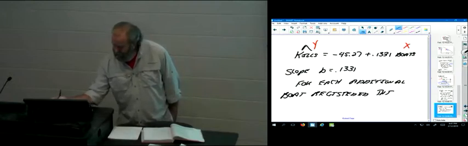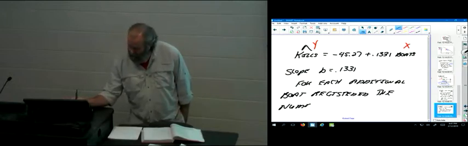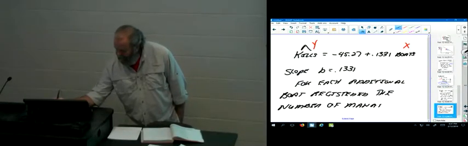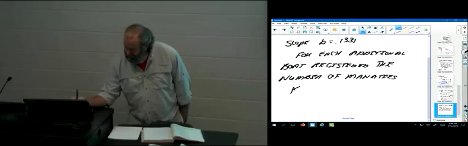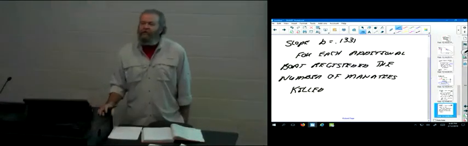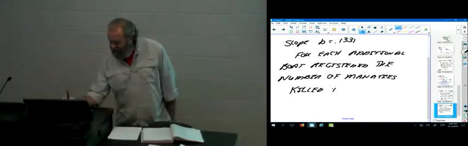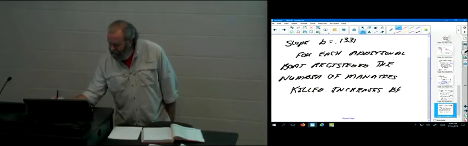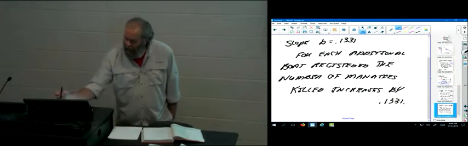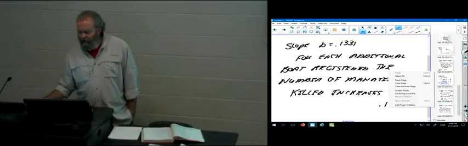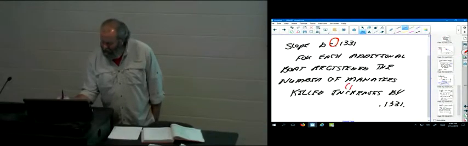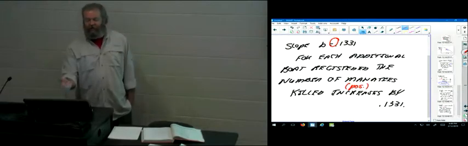The number of manatees killed, does it increase or decrease? Increases by, now why does it increase? Notice the slope is positive, right? So it's increasing because we are looking at a positive slope. So for each additional boat registered, the number of manatees killed increases by whatever the slope is.